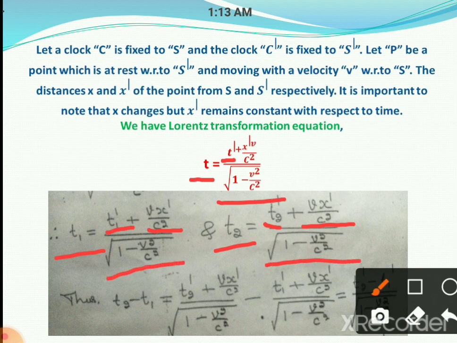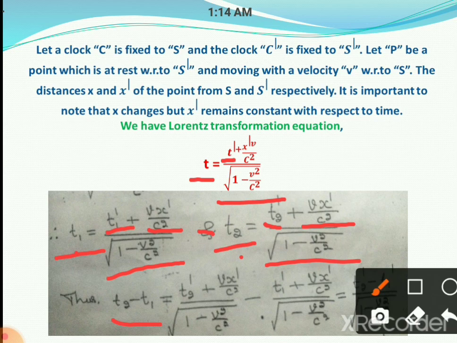That means t1 is equal to (t1 dash plus vx dash by c square) whole divided by square root of 1 minus v square by c square, and t2 is equal to (t2 dash plus vx dash by c square) whole divided by square root of 1 minus v square by c square. Thus, we subtract t2 minus t1.